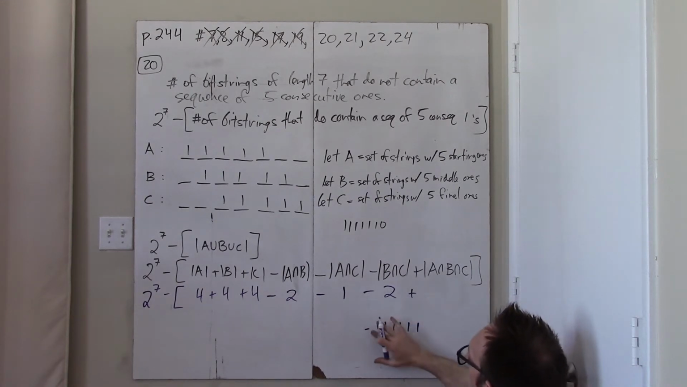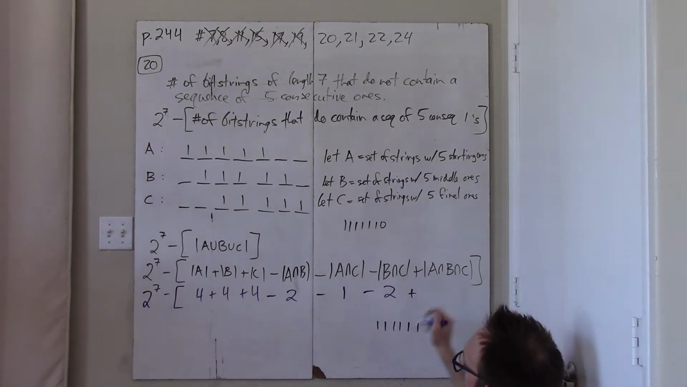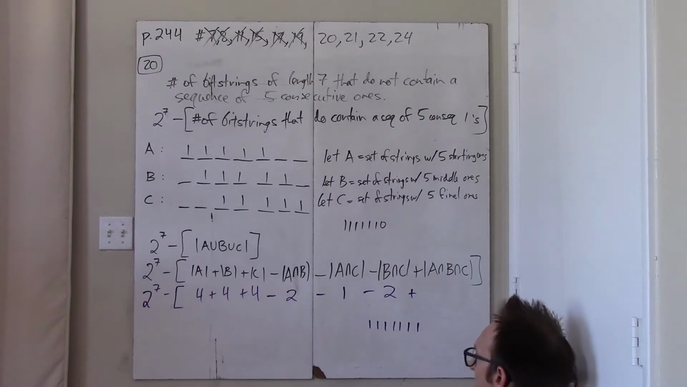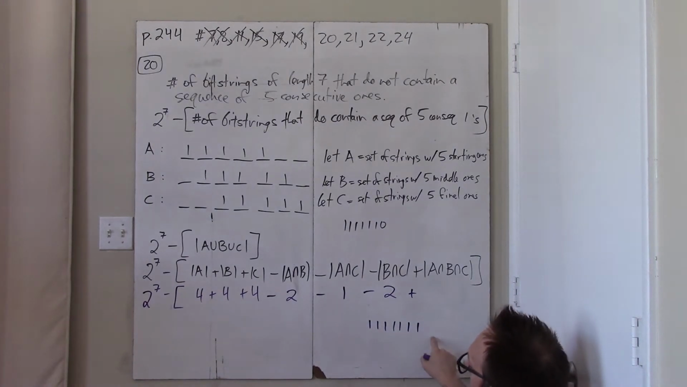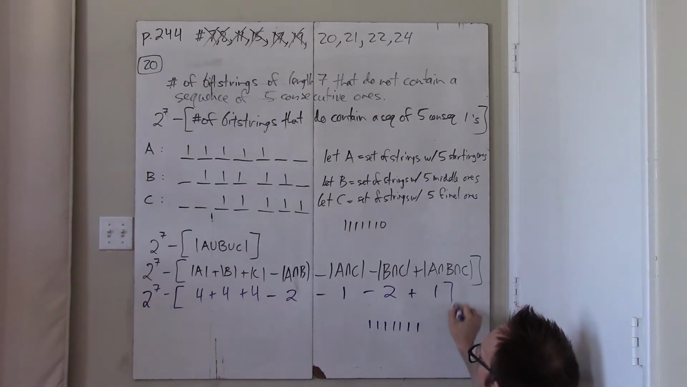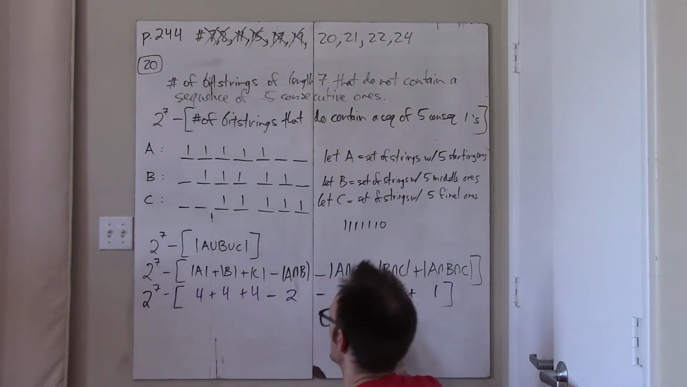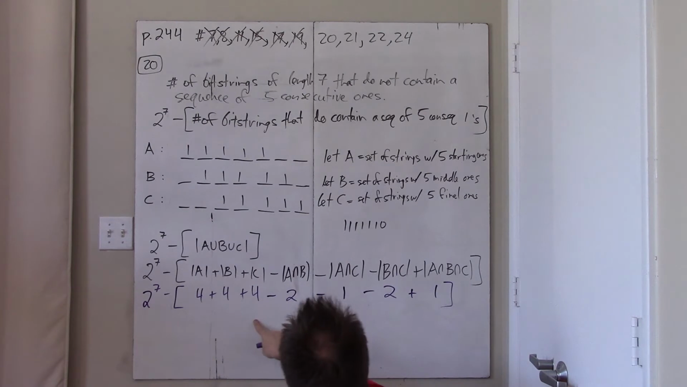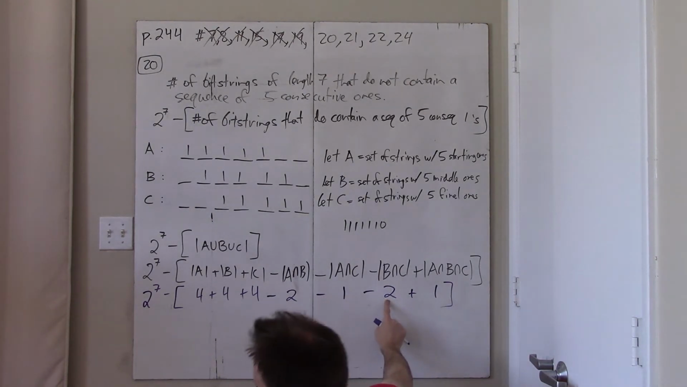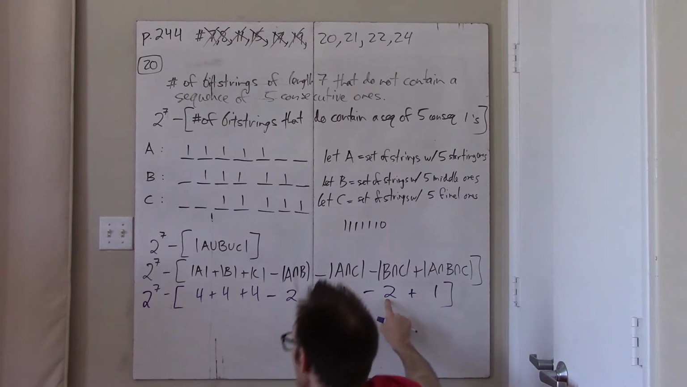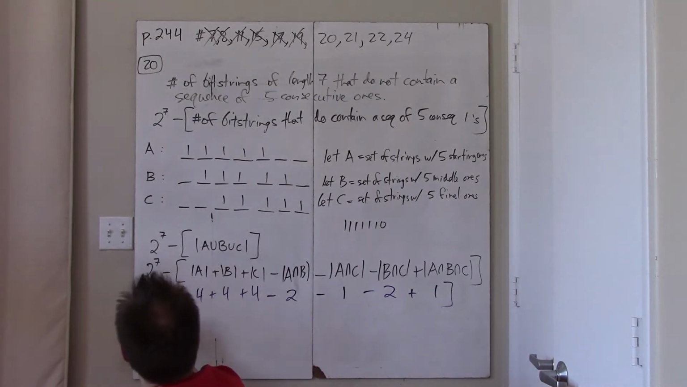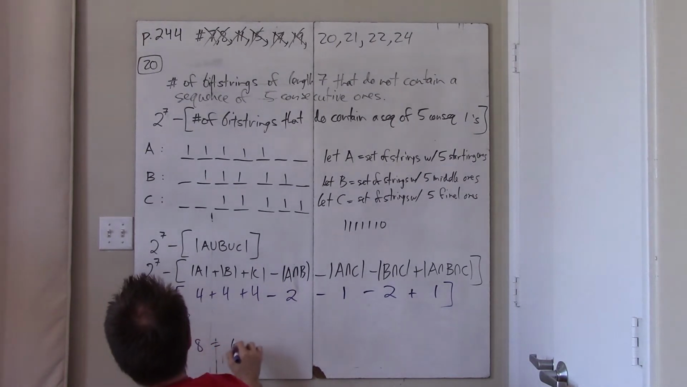Okay, and finally, what does it mean to both start with 5 ones, have 5 middle ones, and end with 5 ones? Well, there's only one bit string of length 7 that meets that property. It's the one in which they're all ones. And so what do I get? 12 minus 5 is 7, and 1 is 8. And so I get 2 to the 7th minus 8, so that's 128 minus 8, so that's 120.